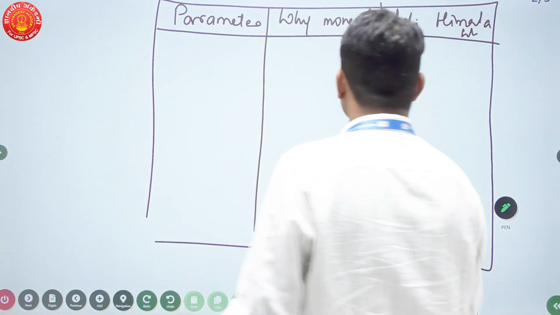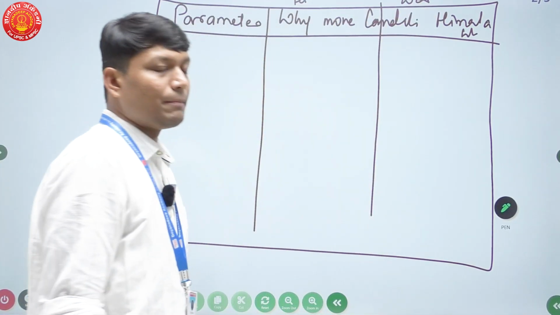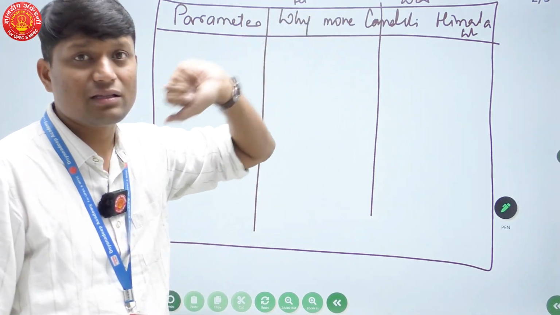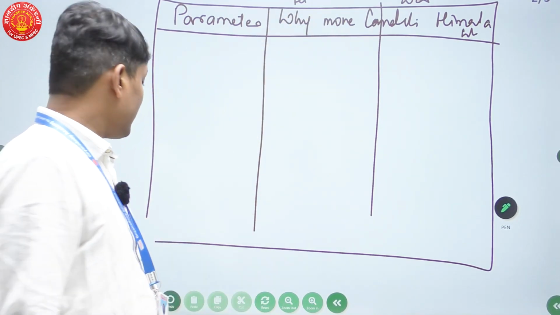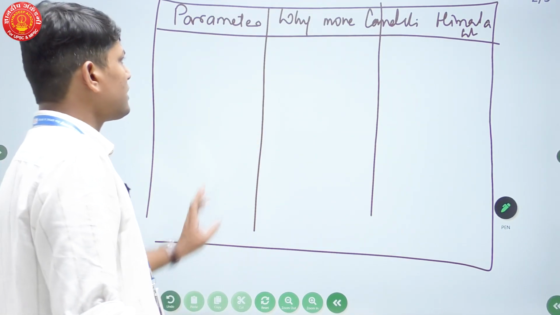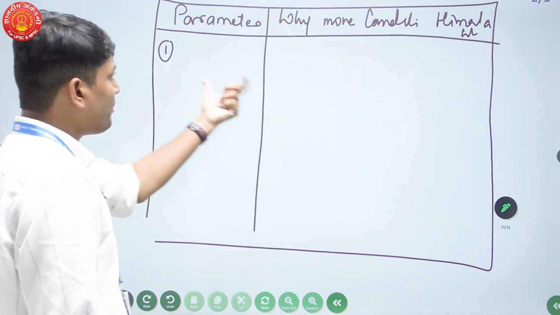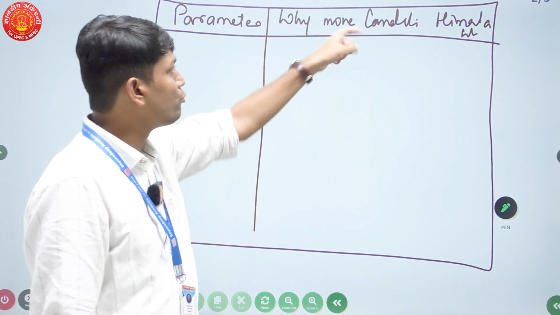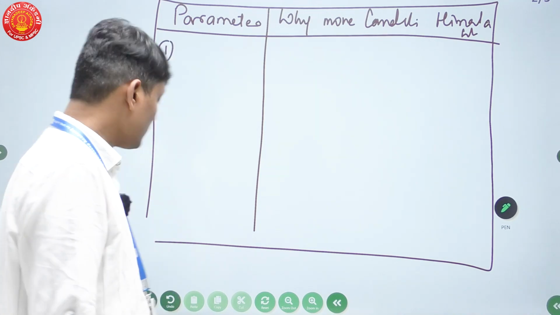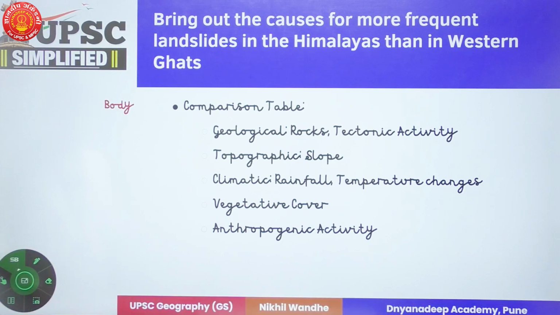Another way, make two columns, say Himalayas here and Western Ghat here. But the question is not asking you to compare the landslide hazard in Himalayas and in Western Ghats. And that is why I will refrain from making 3 columns. I'll just stick to 2 columns. Here I will write the parameter, and for each parameter I'll explain why there is more landslide in the regions of Himalaya and not in Western Ghats. Fine. So what are the parameters which I have chosen? Let's go through the parameters one by one.